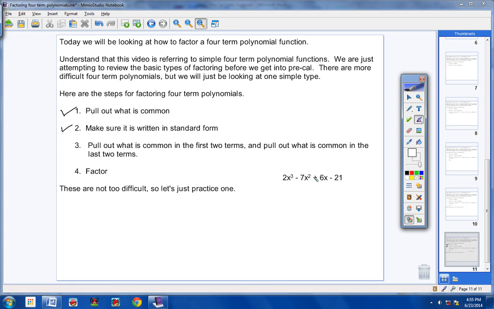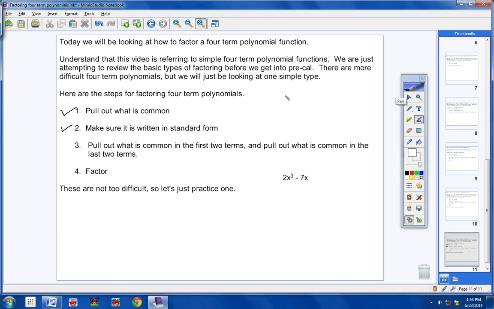So what I'm going to do right now is I'm going to block off these last two terms. We really don't want to pay any attention to those, okay? And so we're going to go ahead and get rid of that. We'll put it back up here later, okay? All right, let's go ahead and pull out what's common in your first two terms, okay?